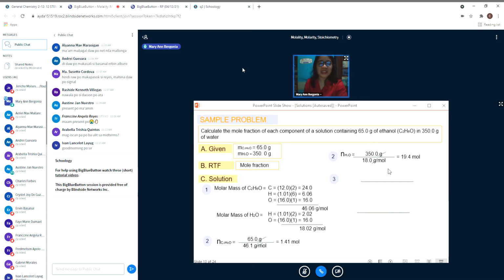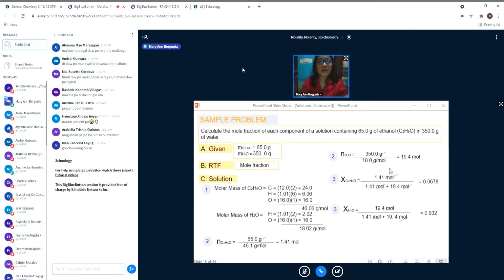And then, for the last step, we will now compute for the mole fraction, or your X ethanol is equal to 1.41 mole over 1.41 mole plus 19.4 mole. Cancel mole, that will give us an answer of 0.0678. And step 3, for H2O, ganun din yung gagawin natin, 19.4 mole divided by 1.41 mole plus 19.4 mole, that will give us an answer of 0.932.